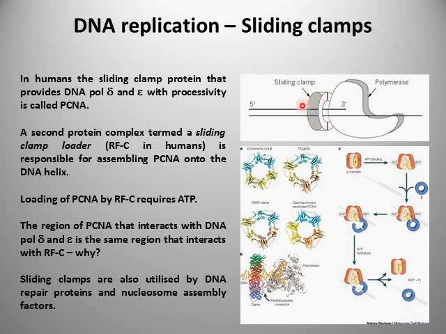Now, it's interesting that the same region of PCNA that interacts with the DNA polymerase enzymes is the same region of PCNA that interacts with the loading complex RFC. So, is there a reason why these two different proteins, the polymerase and the RFC, the sliding clamp loading protein, interact with the same region of PCNA?